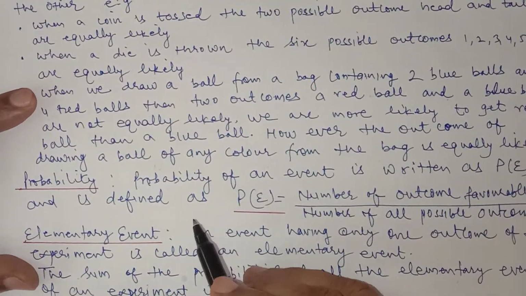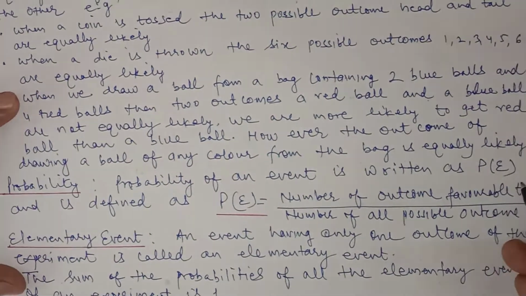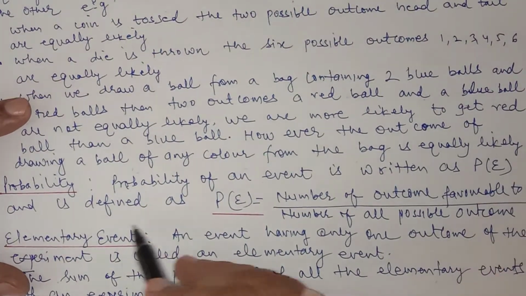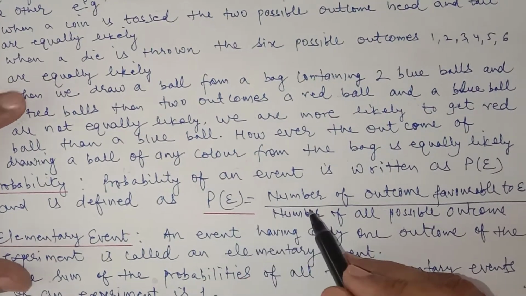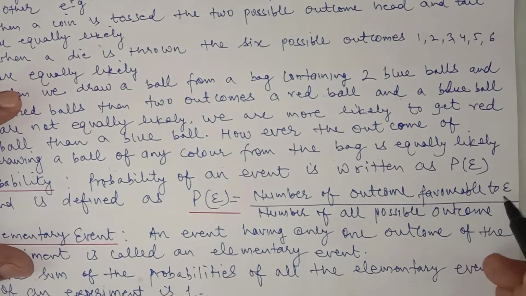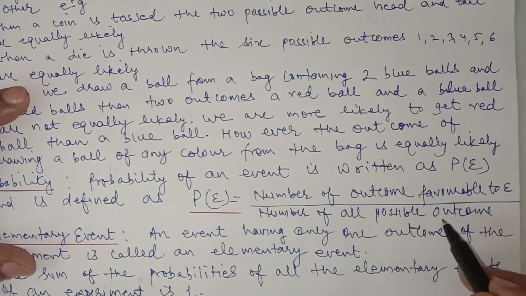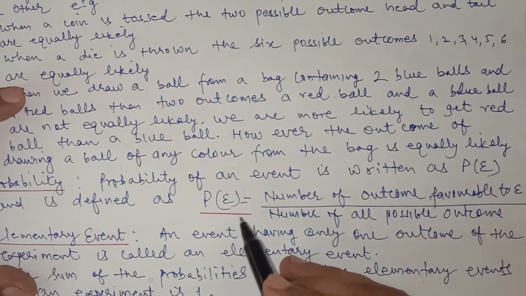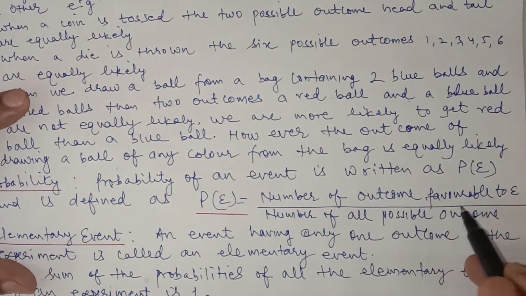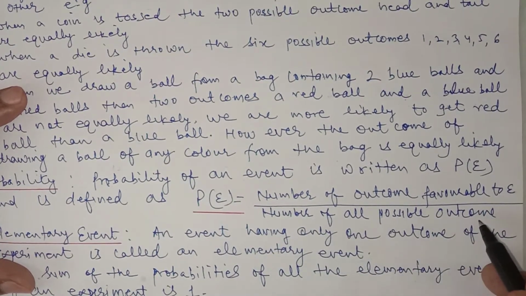What is probability? The probability of an event is written as capital P, and in brackets E, which is defined as probability of E. E means event. It is the number of outcomes favorable to E, that is, favorable outcomes, upon the number of all possible outcomes in a random experiment. So the probability of the event is the number of favorable outcomes divided by the number of all possible outcomes.